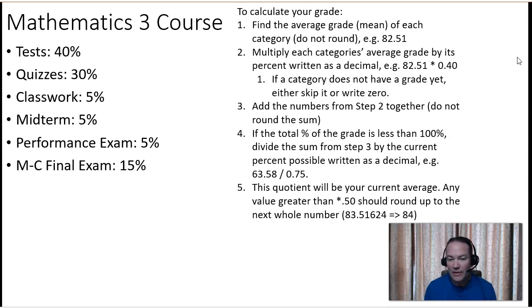Any value greater than 0.50 should round up to the next whole number. So even if you're doing this by hand, if you got, for example, 83.51624 as your overall average, odds are the computer system is going to write 84 as your class average, okay, because the .51 is greater than 0.5, so it's going to round up to the next number. Of course, that also means if you have a number less than 0.5, it's going to round down to the lower integer number. Okay, so that is the quick way of kind of explaining it.